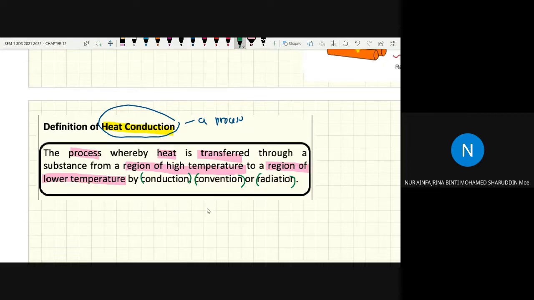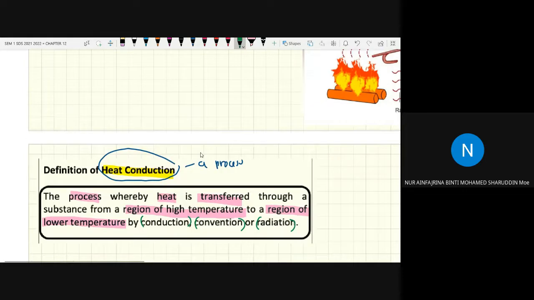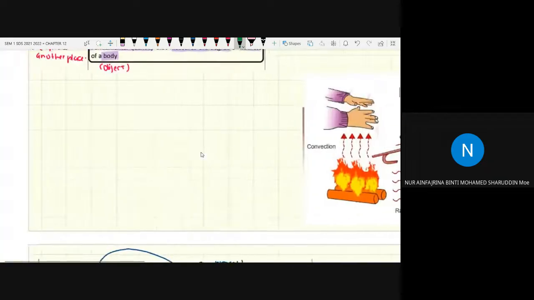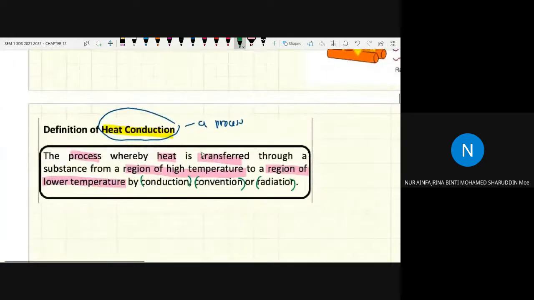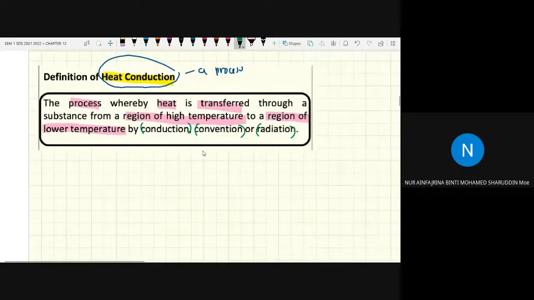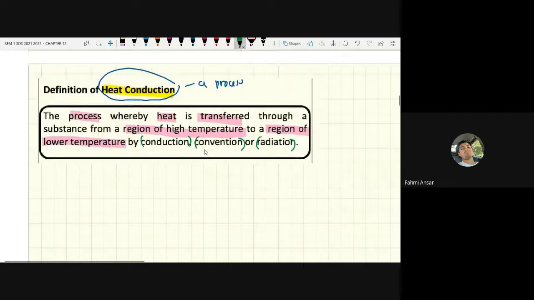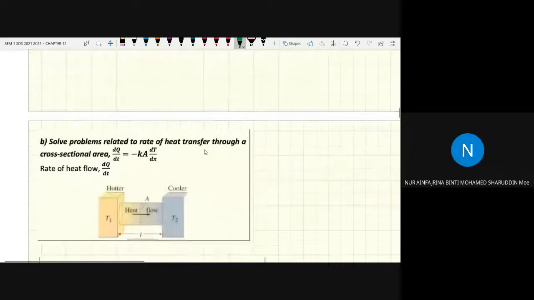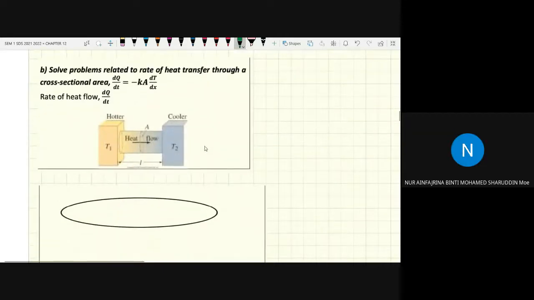Okay, so far so good everyone. Okay, so you guys okay? Kenapa semua diam sangat hari ni? May I proceed? Boleh, Miss. Alright, okay.